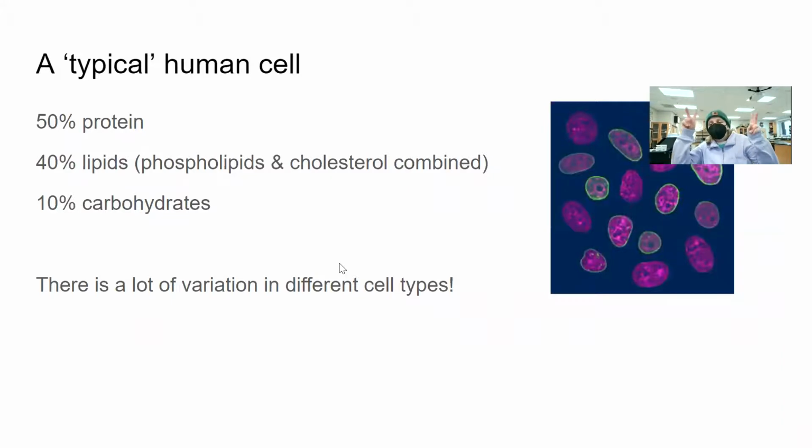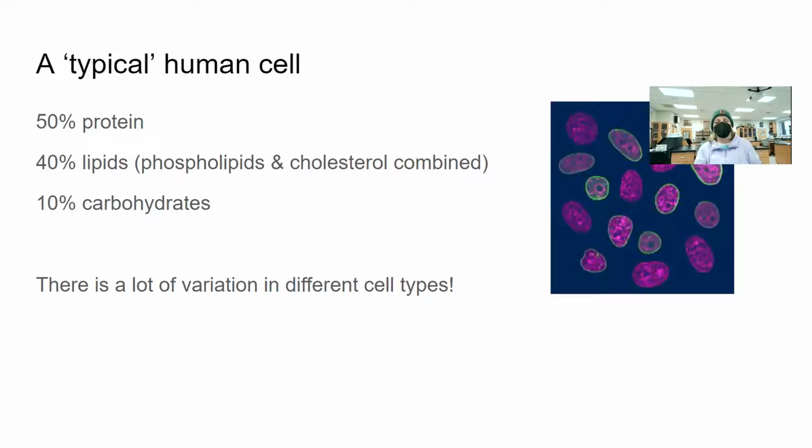In the typical human cell, whatever typical means, about half of the components of our plasma membranes are proteins. 40% are lipids, so that's phospholipids and cholesterol combined. And then the remaining 10% is carbohydrates. But this is the typical cell, and there's a lot of variation.